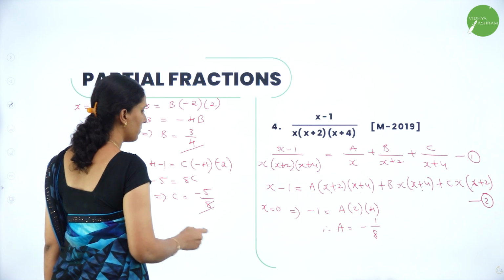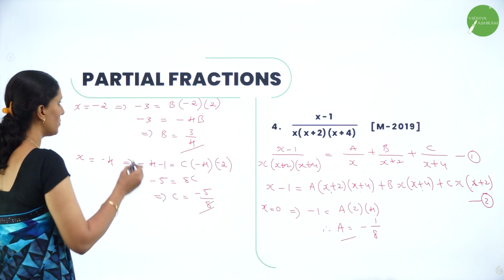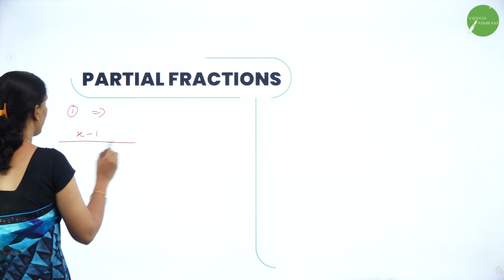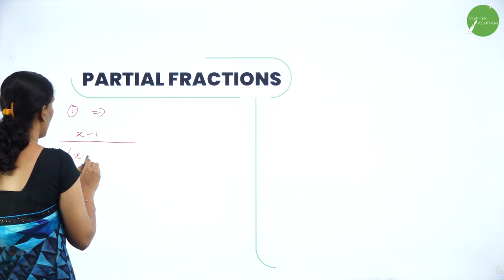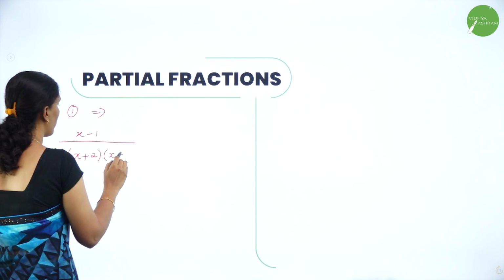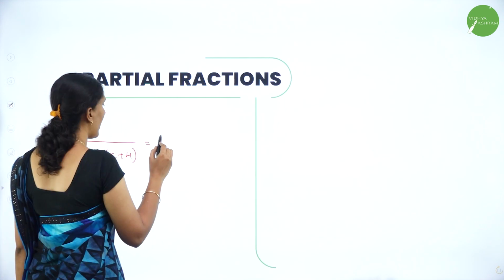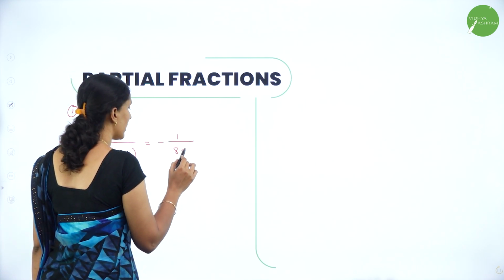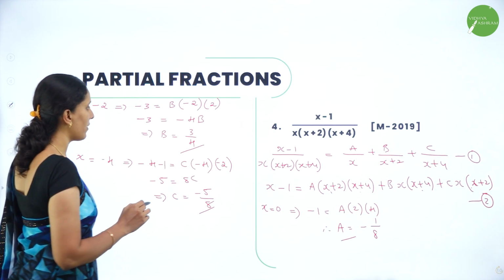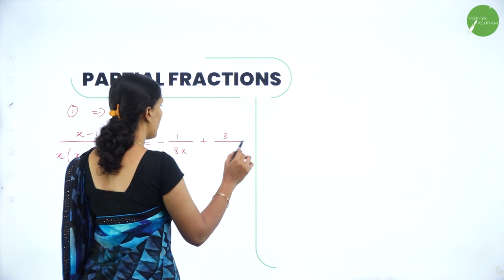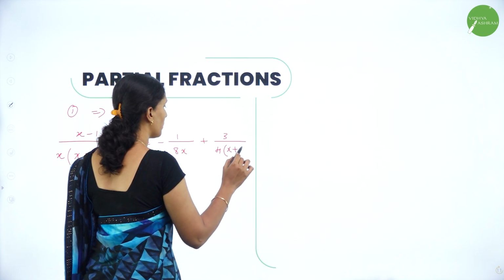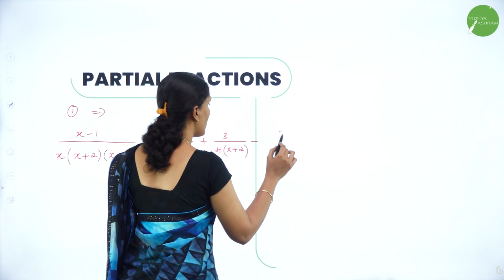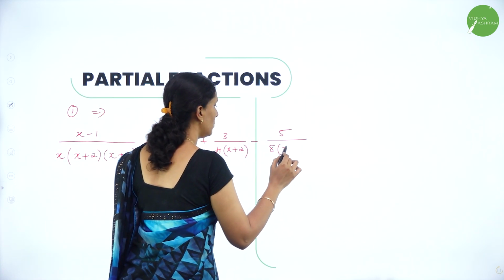So we have a, b and c here. Substituting this, equation 1 implies (x minus 1) divided by x into (x plus 2)(x plus 4) is equal to, a is minus 1 by 8, so we can write it minus 1 by 8x. Next we have b as 3 by 4, so we'll get plus 3 by 4 into (x plus 2). Next we have c as minus 5 by 8, so we can write this as minus 5 by 8 into (x plus 4).